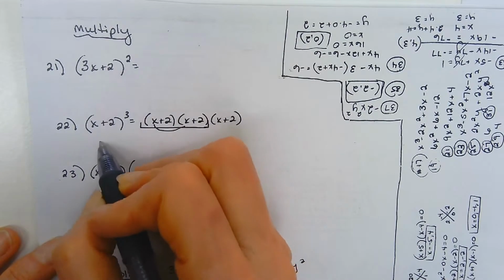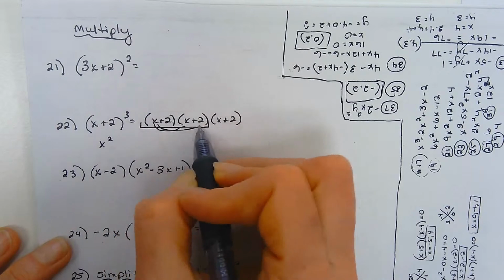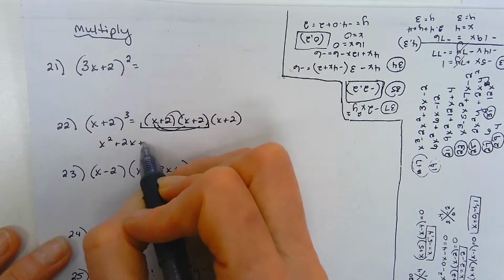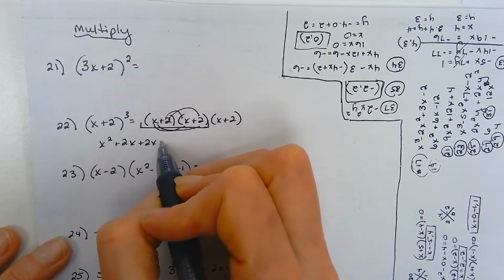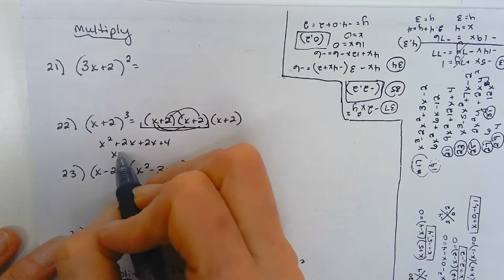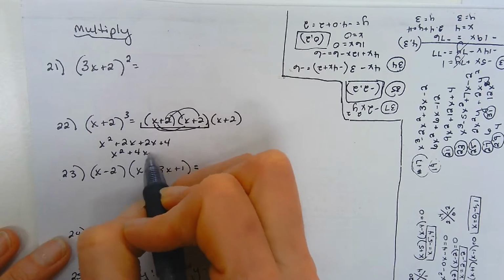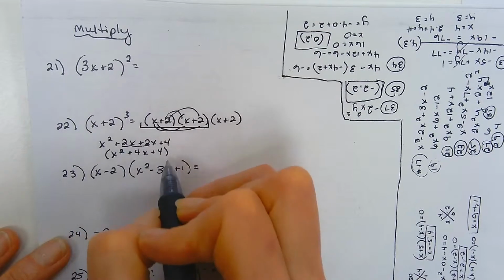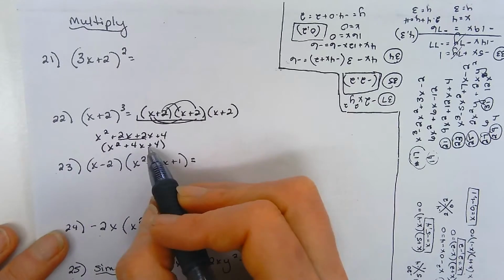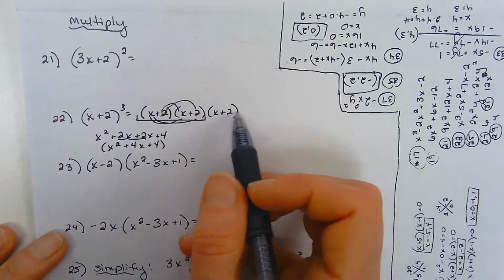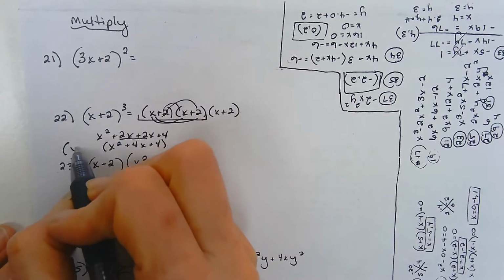X times x is x squared. X times 2 is 2x. 2 times x is 2x. 2 times 2 is 4. I will simplify that to be x squared plus 4x plus 4, combining those like terms. And now I have a trinomial from those two being multiplied together. But I'm going to multiply it by x plus 2. I like to put the x plus 2 out front.